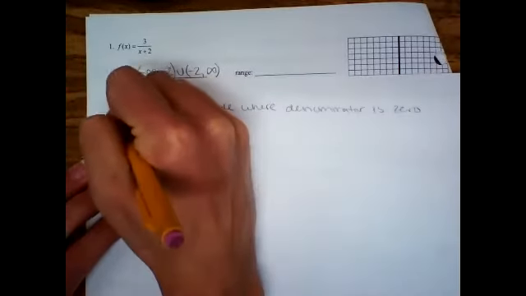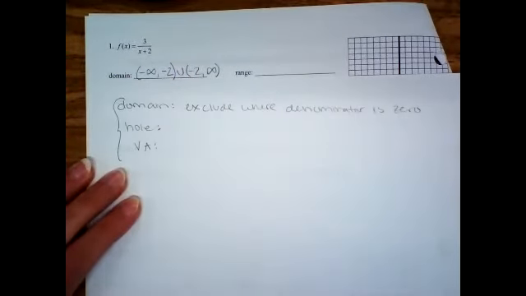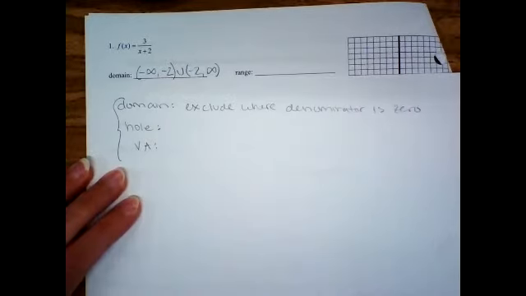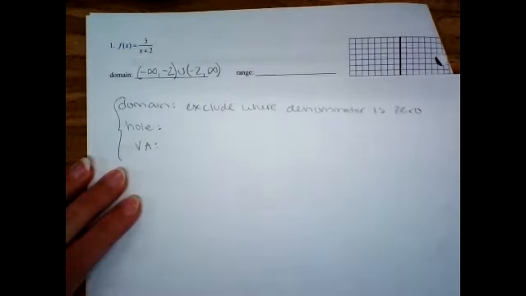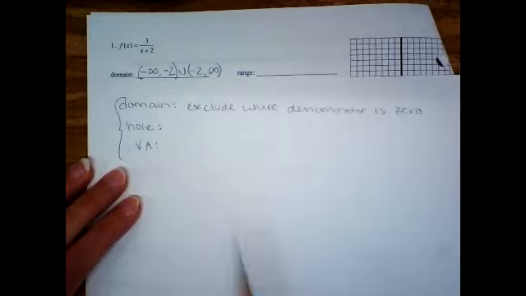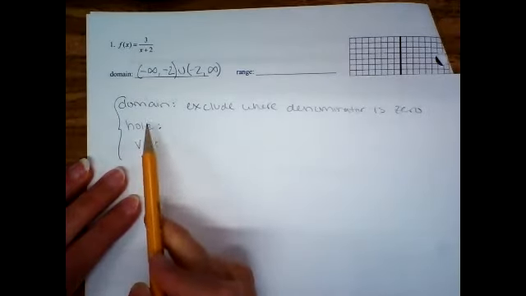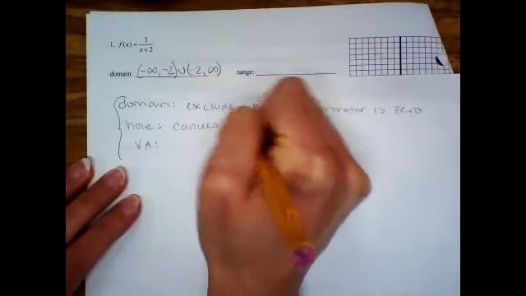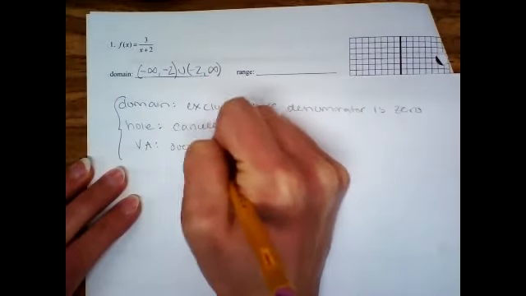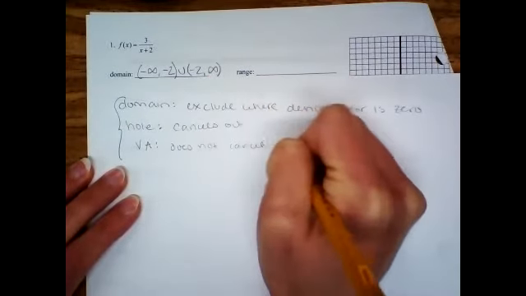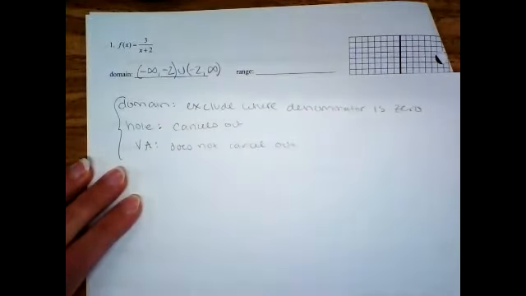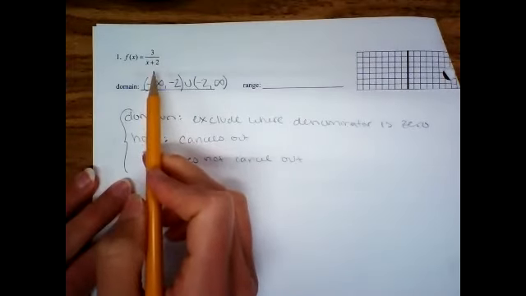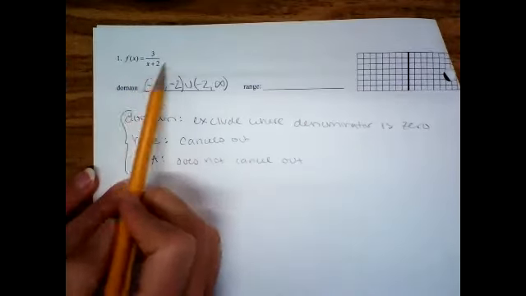So I would do these three things kind of together. Whatever gets kicked out of the domain, it can either be a hole or a vertical asymptote. It can't be both. Question? Okay. If something cancels out, it is a hole. If something does not cancel out, then it is a vertical asymptote. So did anything cancel out here for this problem?